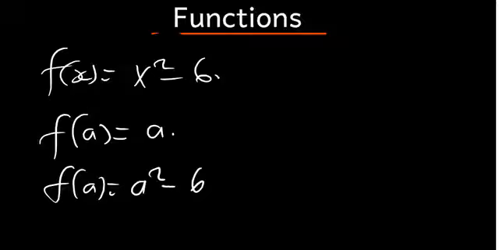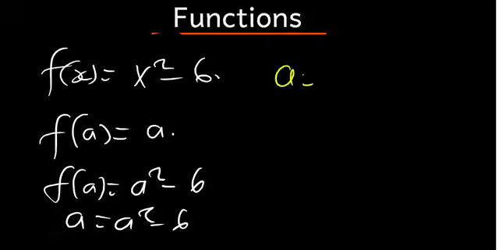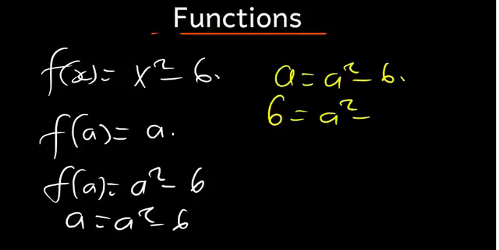Then a is going to be equal to a squared minus 6. So they want us to find the possible values of a. We have our equation now, which is a has to be equal to a squared minus 6. What should we do? I can just shift 6 to the left hand side, then a to the right hand side. So it's going to be 6 equal to a squared minus a.